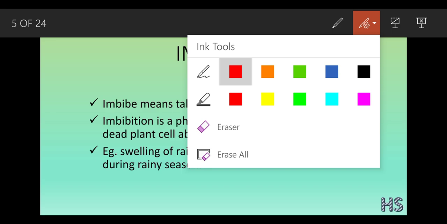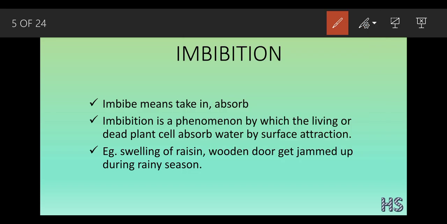Let's discuss the first slide. Imbibition. Imbibition is an English word which means take in or absorb. The word imbibe means to take in or absorb. First I'm just going to read out the definition, then we are going to take some experimental basis so that it gets easily understood. Imbibition is a phenomenon by which the living or dead plant cell absorbs water by surface attraction. Let's take a simple example to understand.